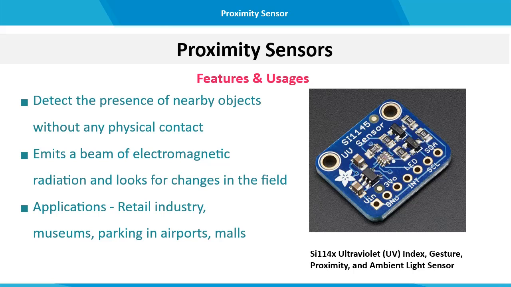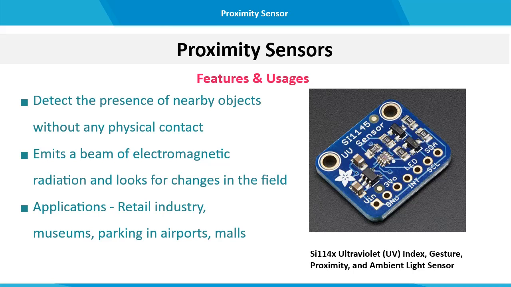Now come to the proximity sensor. A proximity sensor is a sensor able to detect the presence of nearby objects without any physical contact. A proximity sensor often emits an electromagnetic radiation and looks for the changes in the radiation or return signal.